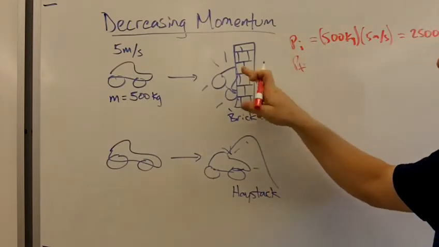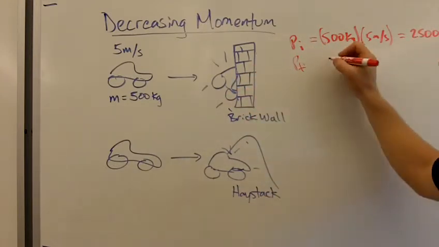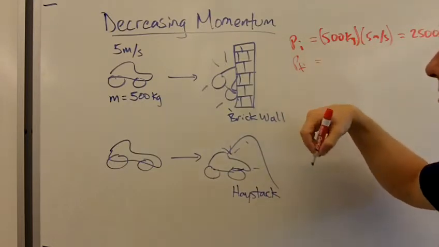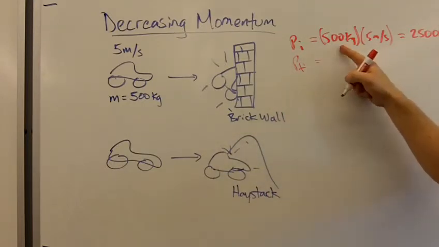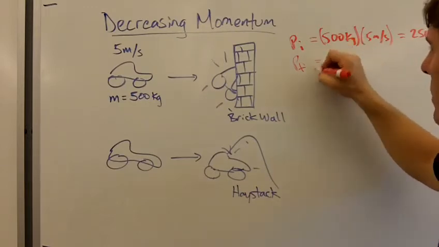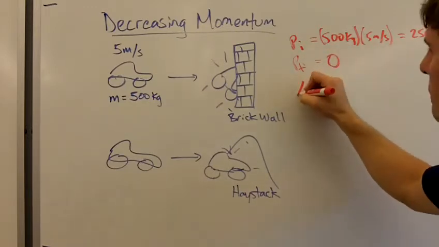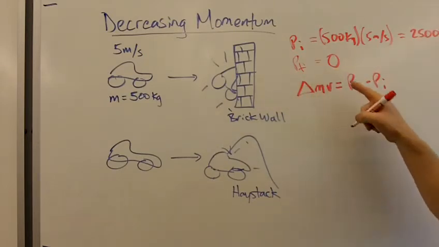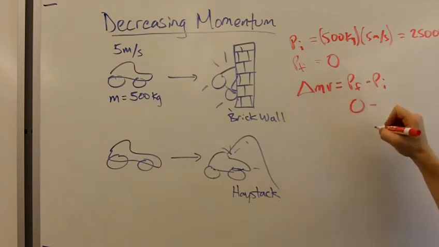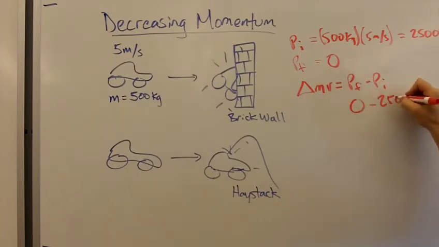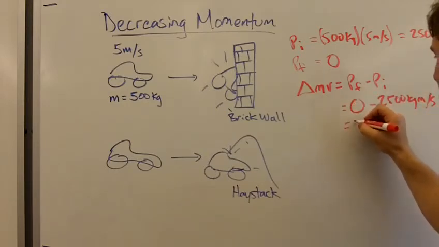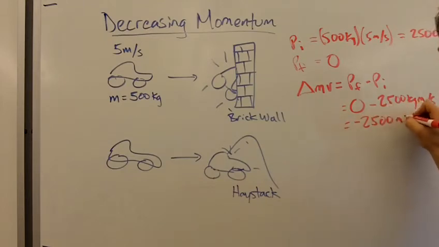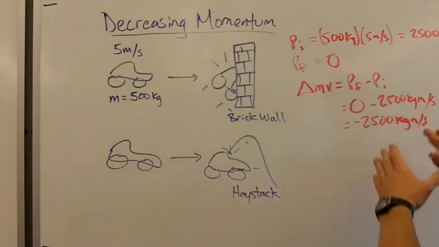Final is going to be what the momentum of this car is after it's hit the brick wall. And its velocity is going to be 0, so if you multiply anything times 0, you're going to get a final momentum of 0. So what's the impulse? Delta MV equals PF minus PI. We're talking about a PF of 0 minus 2,500 kilogram meters per second. That's going to be negative 2,500 kilogram meters per second. All right, so there's your impulse.